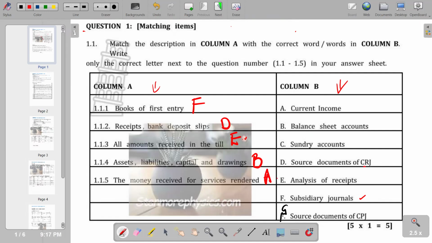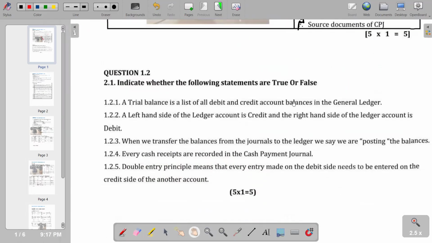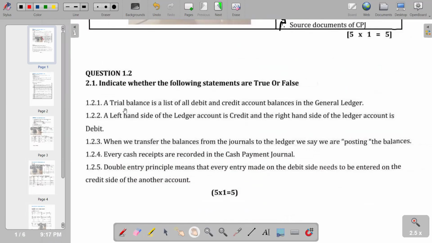So this is what we have on the first part of our question one. So we go to 1.2, indicate whether the following statements are true or false. The first one reads, a trial balance is a list of all debit and credit account balances in the general ledger. So you see that this is correct. Remember, in the trial balance, we are going to have the debit column and the credit column. But the balances that will be transferred in the trial balance come from the ledger. So the first one is true.